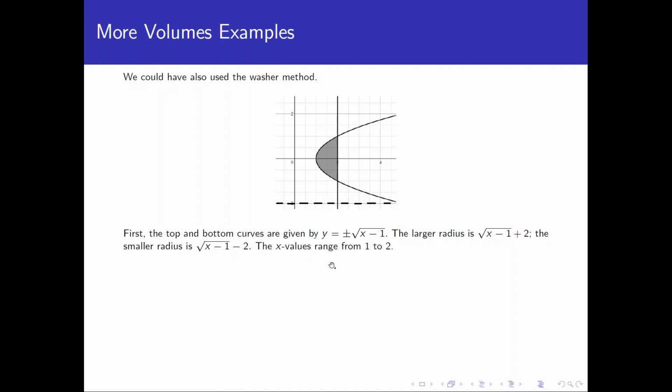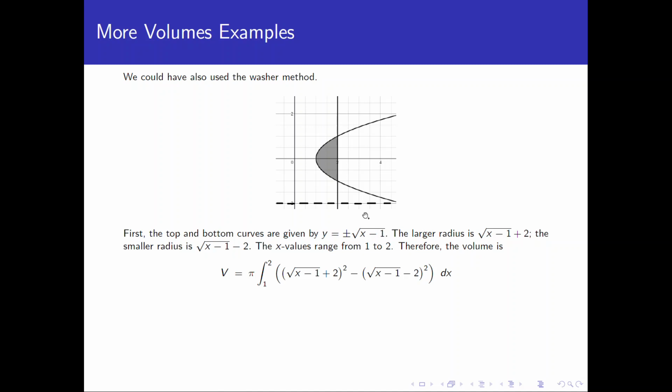Now again, we have to remember if we're going to integrate with respect to x, everything has to be in terms of x. So we have to change our limits of integration to x's. Well, we can see from the picture that our x's go from 1 to 2 in this case. Certainly our right endpoint is 2, and you can figure out this point pretty easily because that's the vertex of the parabola, which is (1, 0) in this case.